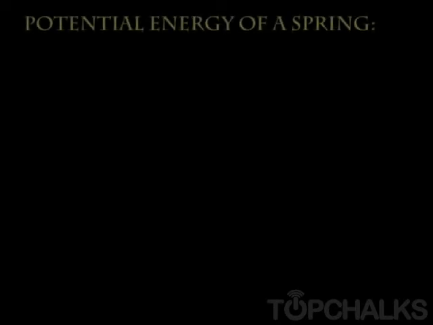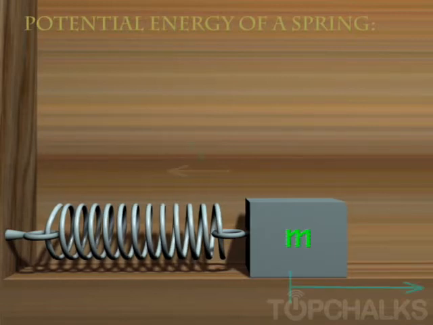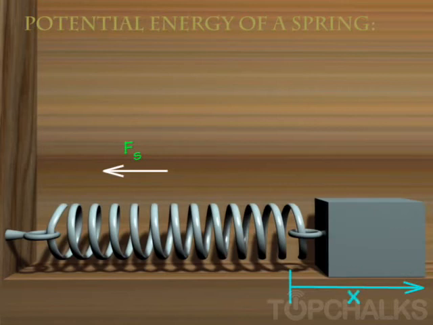Our next topic is potential energy of a spring. A spring at its normal length, and a body of mass m, a block, is attached to the spring. If the spring is stretched from its normal length by x, then a spring force is developed in the spring towards the left side, opposite to the displacement.